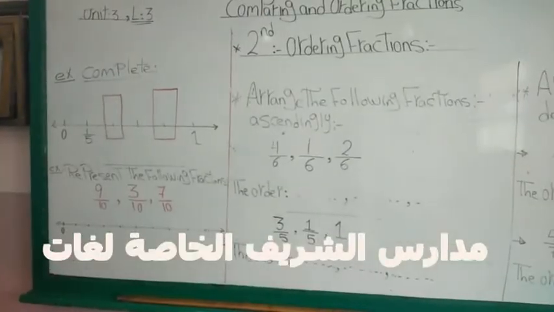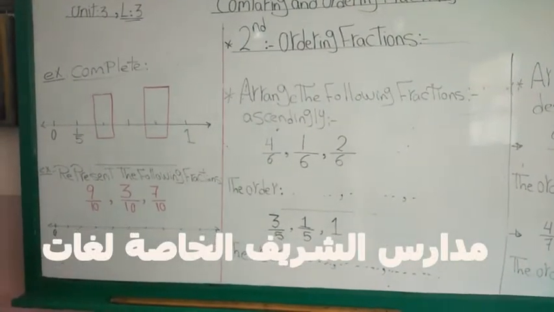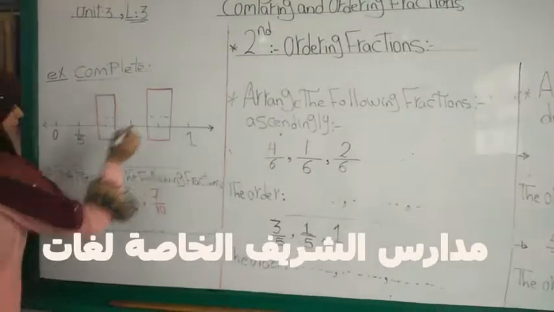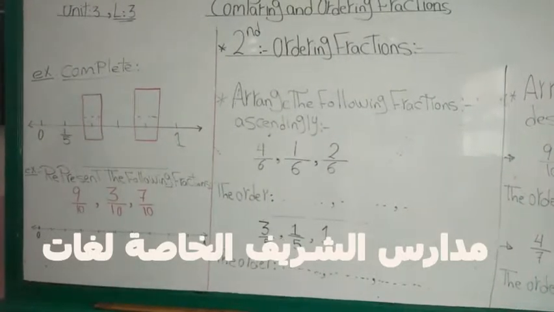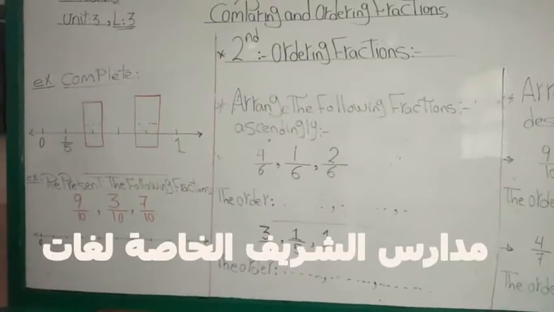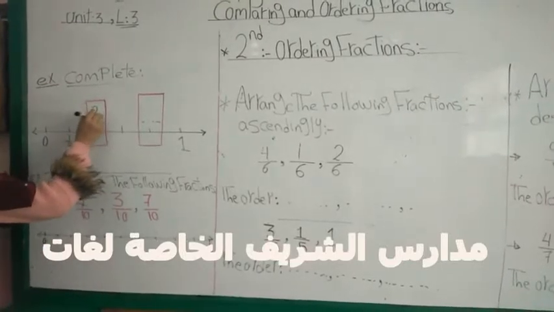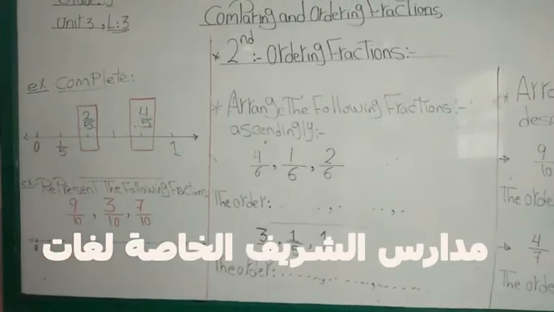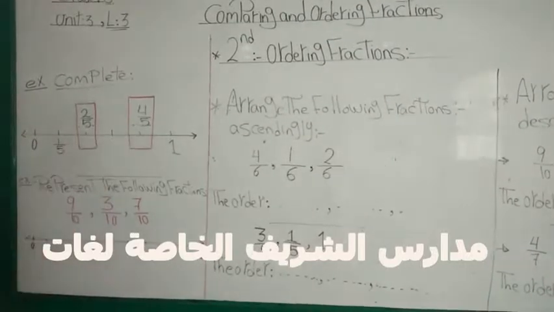Now we are going to study the second part of our lesson, ordering fractions. Exercise number 1 is complete the number line. We have a number line from 0 to 1 divided into 5 equal parts. So each part represents 1/5. So 1/5 and 2/5, 3/5 and 4/5. Now we can say that 2/5 is less than 4/5.